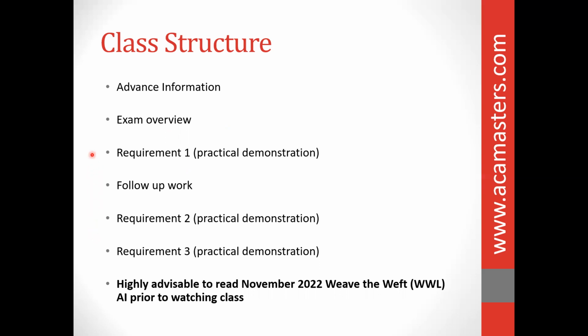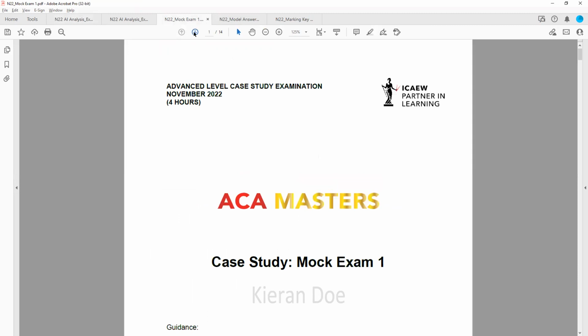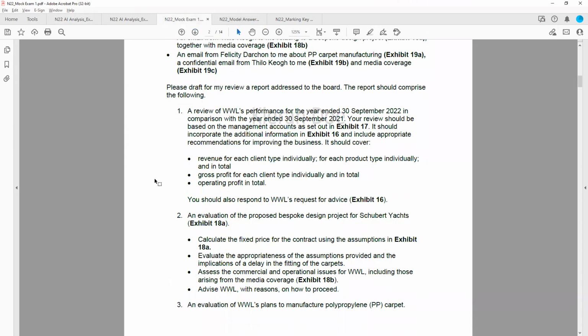So in order for me to demonstrate how you should approach each requirement, we'll be looking at the November 2022 exam. So I'll be using one of our mock exams from a recent case study exam. It's important to appreciate that working with past exams is not a waste of time at all, which is a common misconception among students.